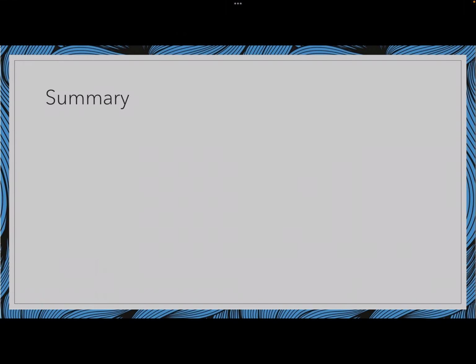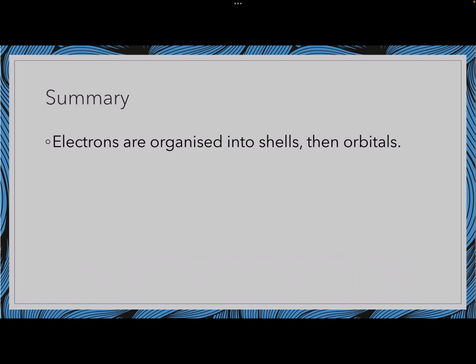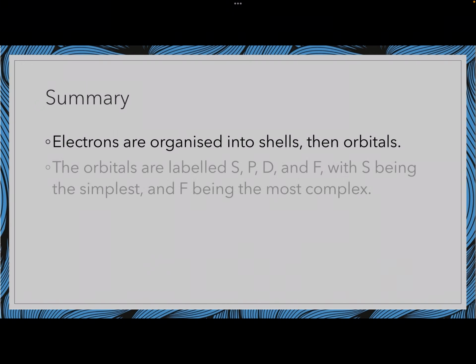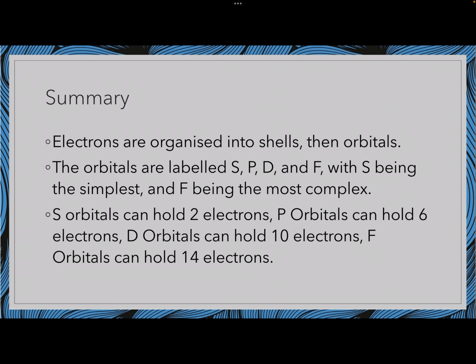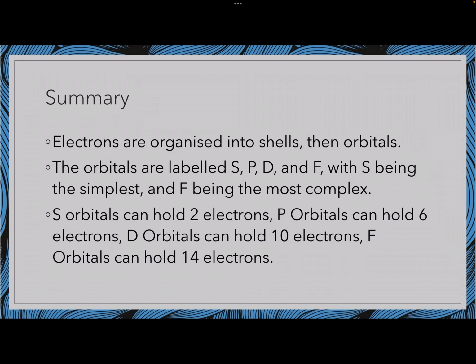As for the rest, here's a summary. So electrons are organized into shells, then orbitals. The orbitals are labeled S, P, D, and F. S are the simplest, F being the most complex. S orbitals can hold 2 electrons, P can hold 6, D can hold 10, F can hold 14. Okay, so that's it for today. Make sure you get that down. Do the questions on page 45. And yeah, that's all for today.